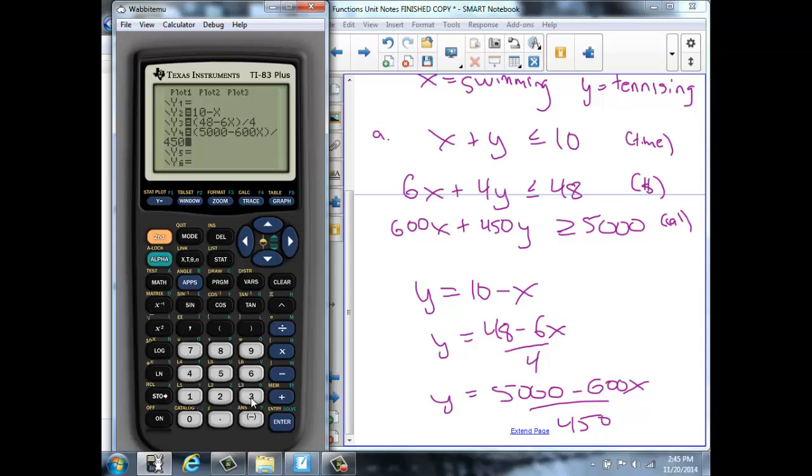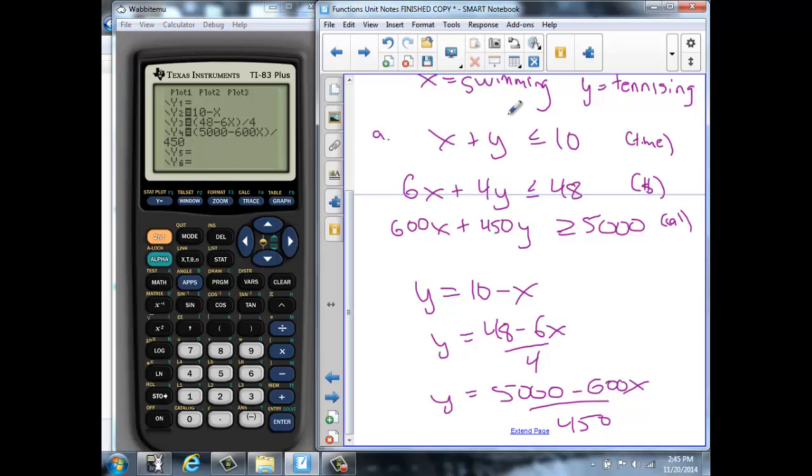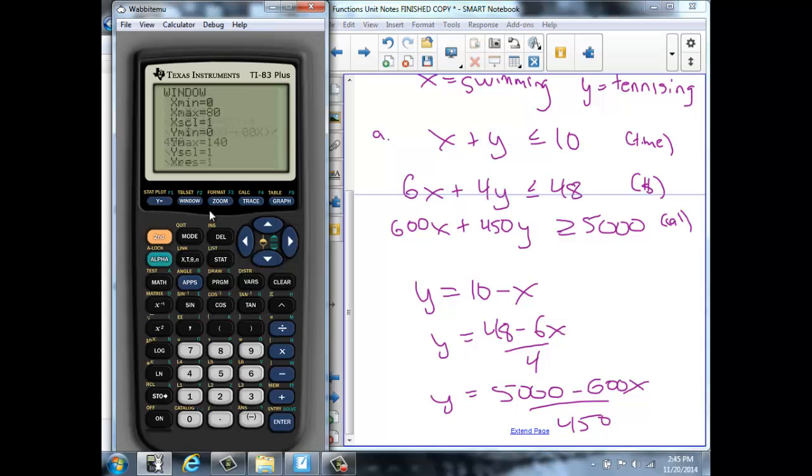In terms of window size, the question was about swimming and tennis, and she only could do 10 hours at most. So before I even graph this thing, I'm going to guess a good window size would be 0 to 10 and 0 to 10. Does Zoom Fit do pretty good? Oh, it's too small. The only issue I have with Zoom Fit is sometimes it may not work. Well, actually, this one's not bad.